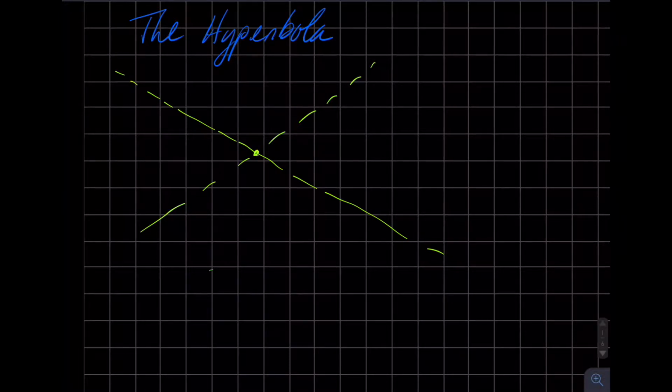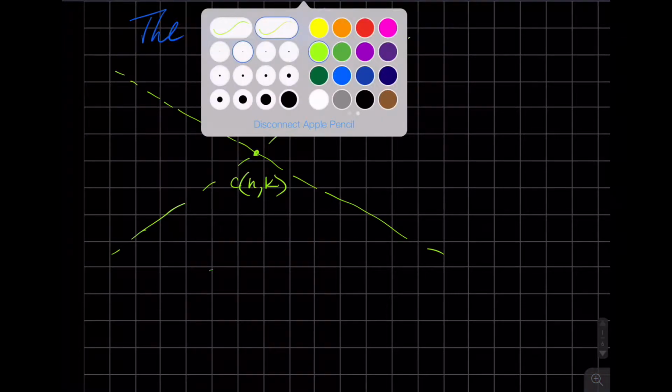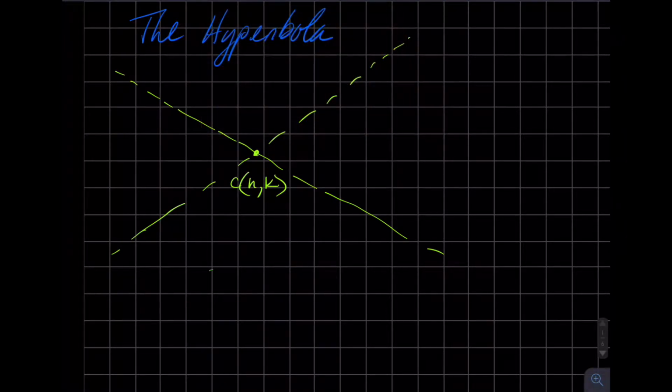So today it's the hyperbola. And the hyperbola has these two asymptotes and a center point. And the center point is the coordinates h, k. Put the formulas down underneath here later. And the hyperbola in this particular instance is a horizontal one, or as I prefer to think of it, the foci are horizontally aligned.